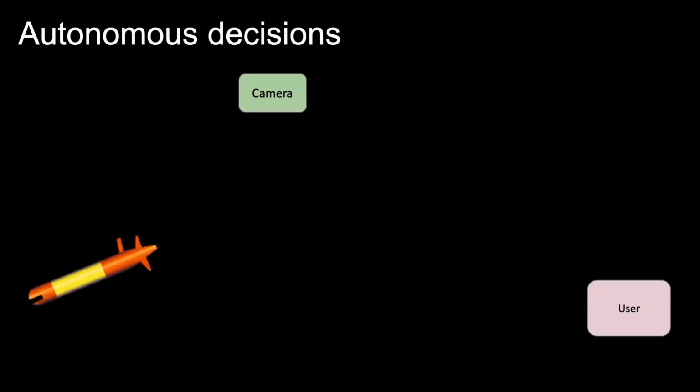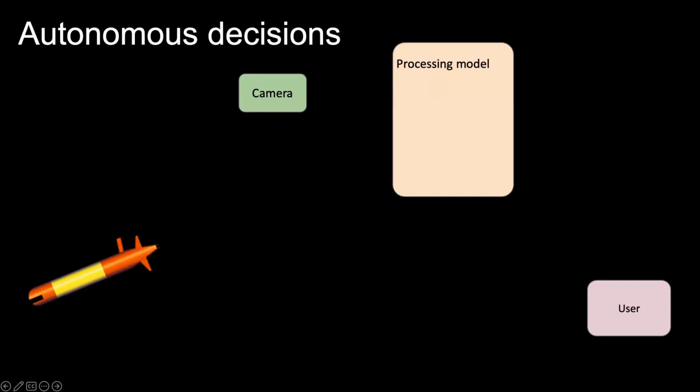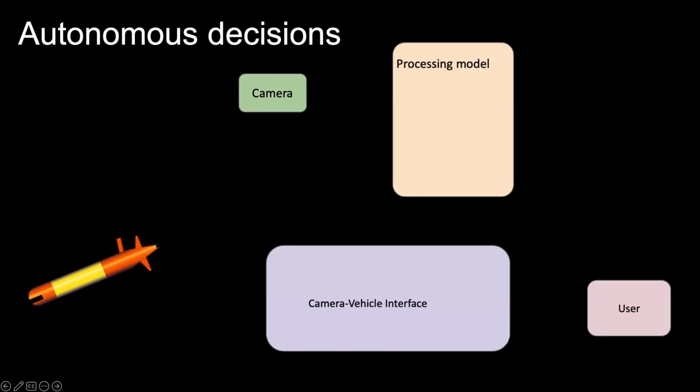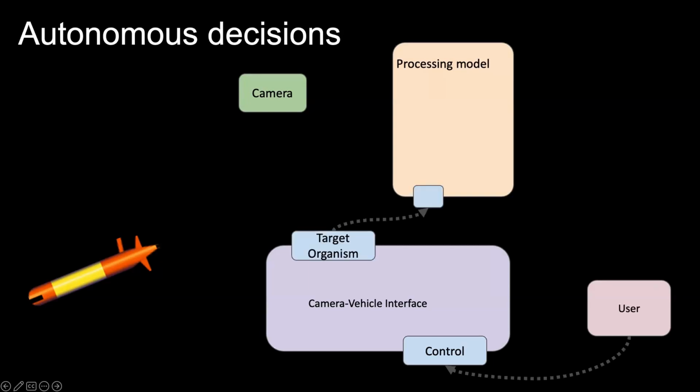Schematically, the way that we think about this is we have a vehicle, we have our camera, and there's a user. And we have ways of communicating between these. We have a processing model and a camera vehicle interface that makes all these things talk to each other. So you, as the user, have some amount of control over this system. So say that you set a target organism that you want your processing model to pay attention to. When the instrument is out and running, the camera is collecting raw data and then sending that to storage for downstream analysis. But at the same time, the camera is sending that information to the processing model.